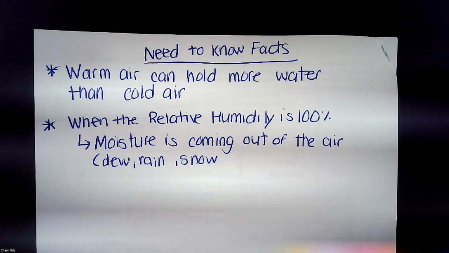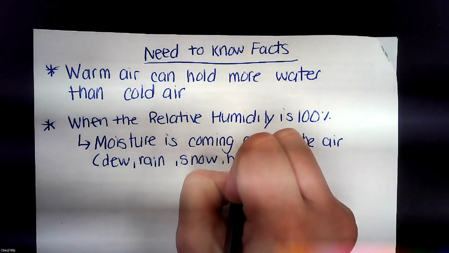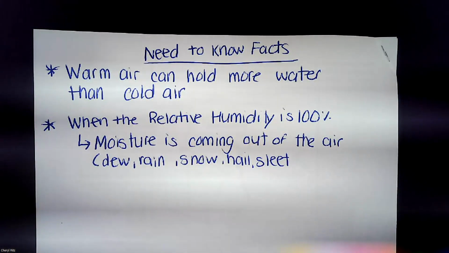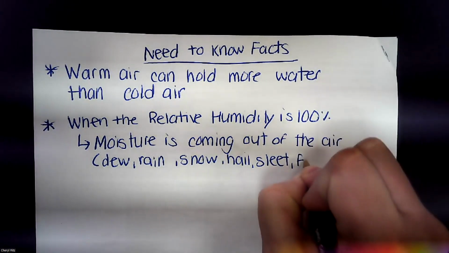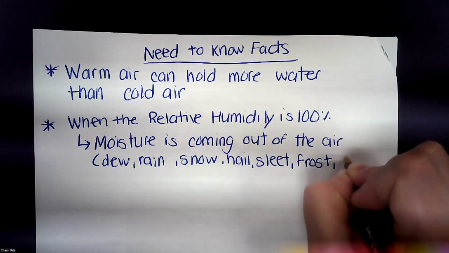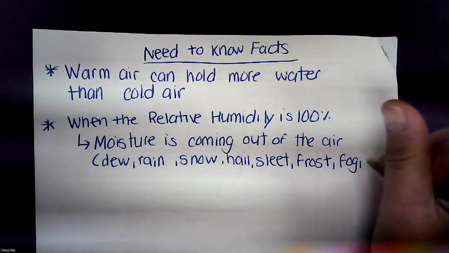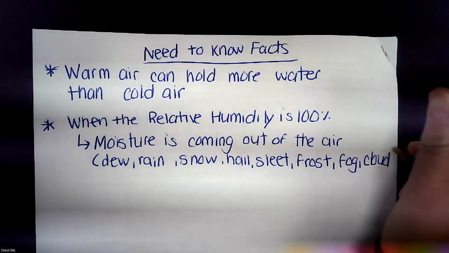Hail. Sleet. There's one other big one that I want you to realize is still moisture coming out of the air. We got dew, rain, snow. Starts with an F. Frost. Frost is true as well. Not fog... well, frost is not fog, but the one I was going with is fog. I'm also going to add clouds to the list.